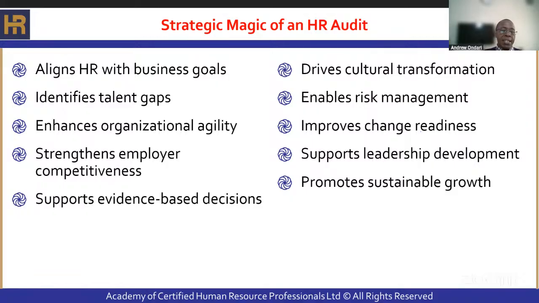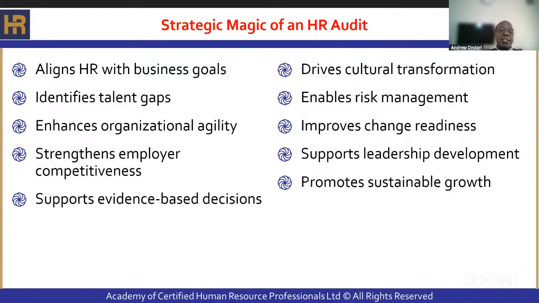Then 3, it enhances organizational agility. Agility is about the ability of an organization to adapt and grow with changes in the environment. Meaning that our HR policies, processes, and systems should be agile. Agile in the sense that they are able to adapt to changes in the environment. For example, our policies should be agile or adapt to changes in our labor laws.